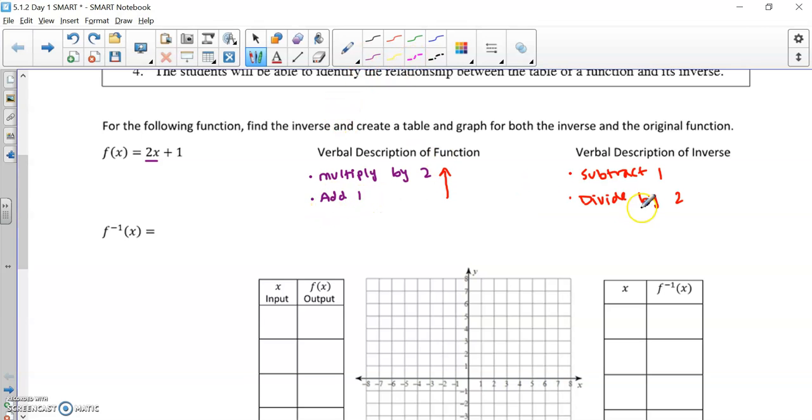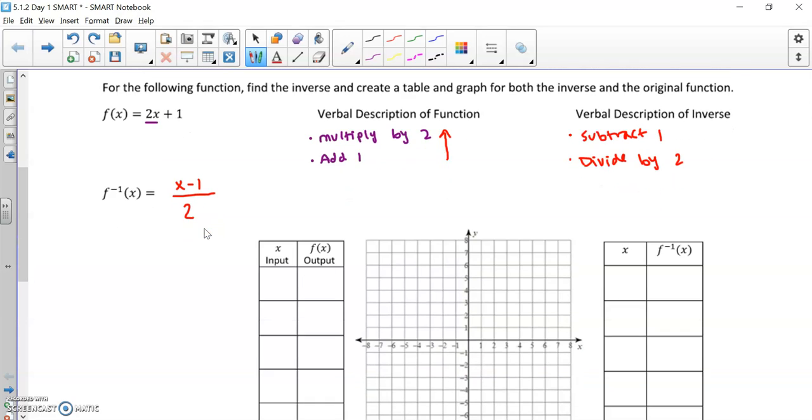So we use those instructions, just like IKEA directions or something, and we create our mathematical representation of the inverse function. So let's start by writing that floating x, and then we do these things to it. The first step is to subtract 1, so I'm going to subtract 1 from that x. My next step is to divide by 2, so I'm going to divide everything there by 2, and that is it. I am all done following my steps, and so this is my final inverse function.